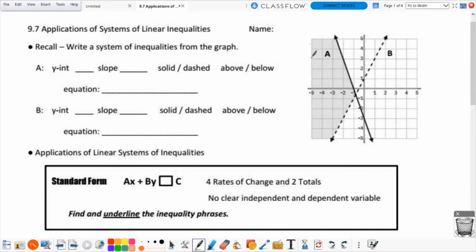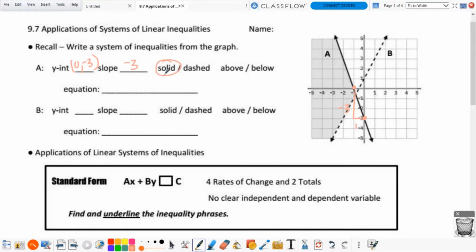So we need to be able to interpret what this graph is telling us and write an inequality based on it. First we're starting with line A, and it asks for our y-intercept. We're crossing the y-axis at -3, so that is going to be (0, -3). Our slope, let's find a second point. We are going down 3 and over 1. Now notice this is a decreasing line, so we're going to have a negative slope of -3.